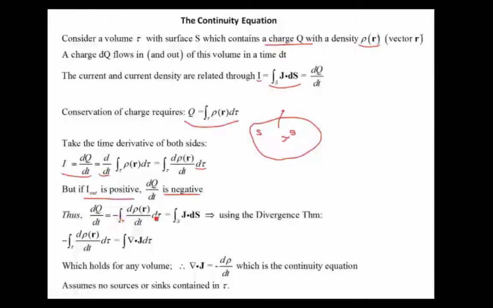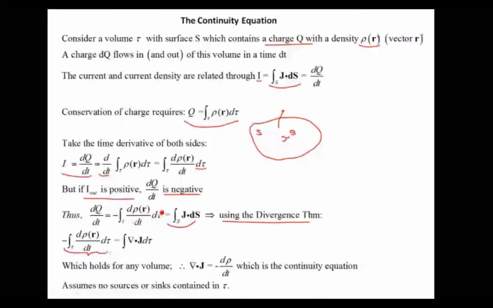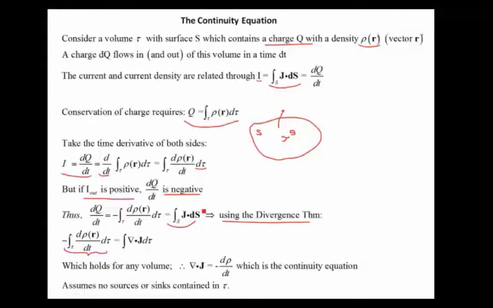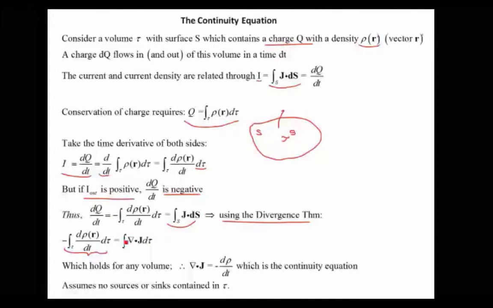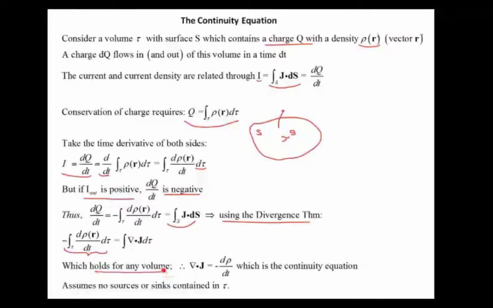And don't forget that we've already shown that this current is equal to this surface integral of the current density, using the divergence theorem to get a volume integral. And so we take the left-hand side to be this expression here, and we take this expression and turn it into a divergence. Since this holds for any volume, we can take the two integrands and set them equal. And so what we have here is that the divergence of J is equal to minus d rho dt. And this is the continuity equation. It assumes no sources or sinks contained in tau.